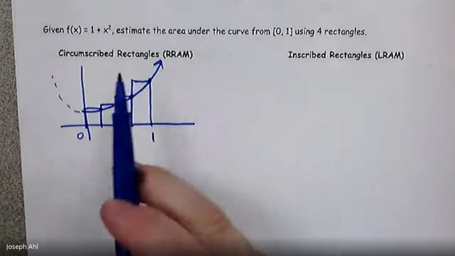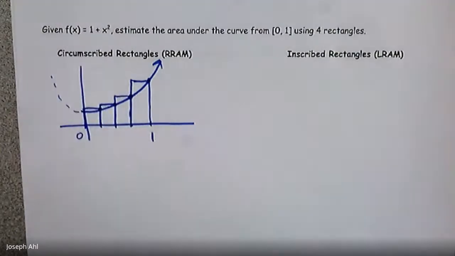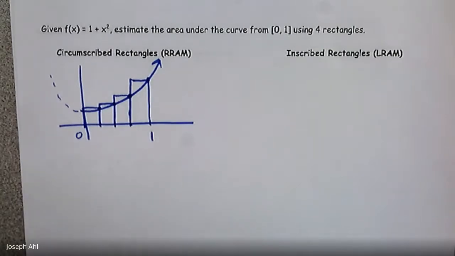So these rectangles, because they are all slightly above the curve, they are known as circumscribed rectangles. And circumscribed and inscribed are words that you learned way back in the day of geometry, the good old days. Okay, circumscribed circles versus inscribed. Okay. All right. So how am I going to find the areas of those individual rectangles?